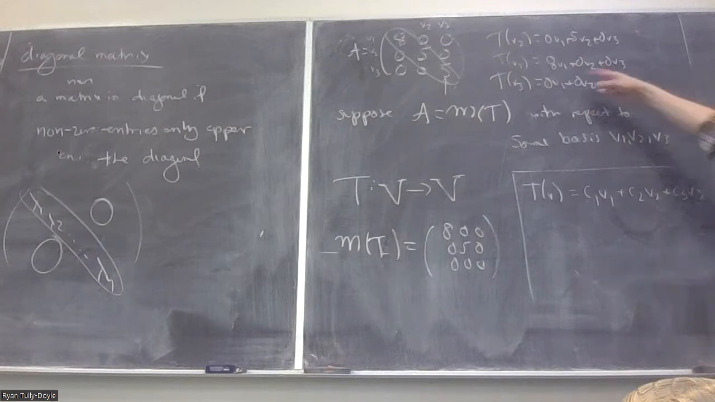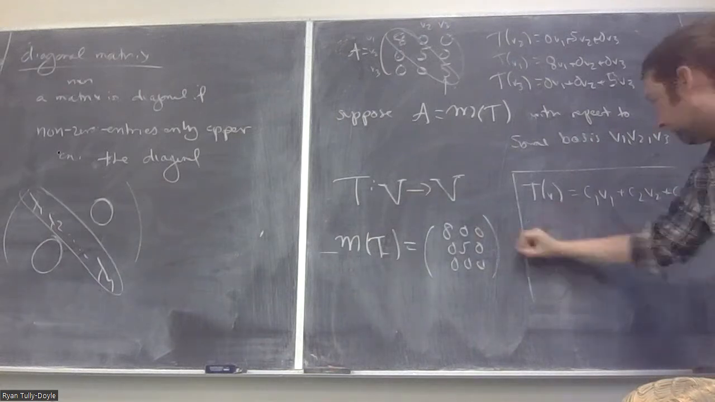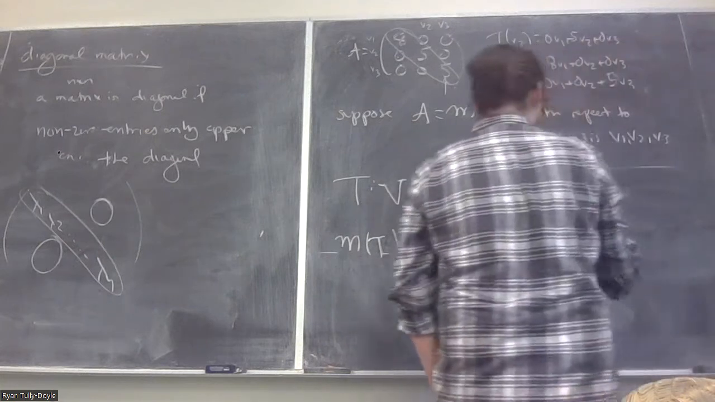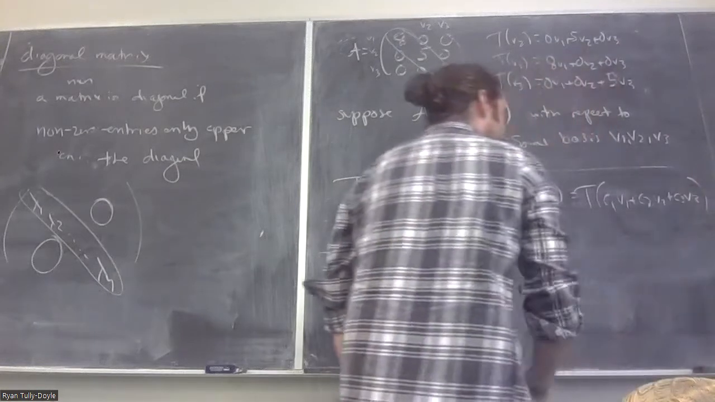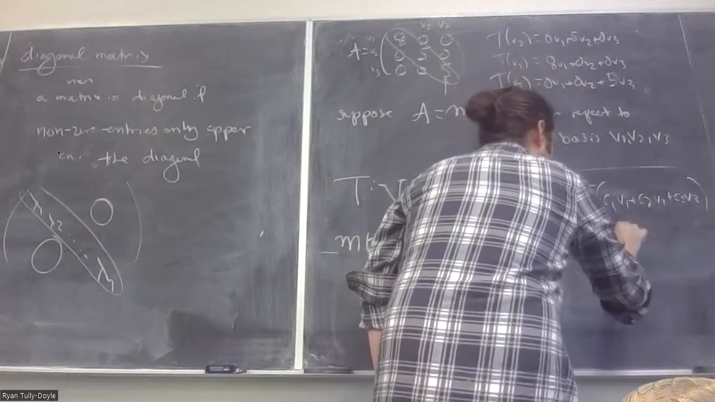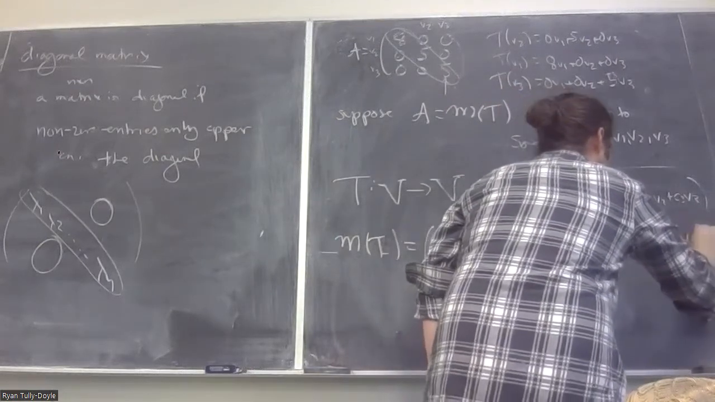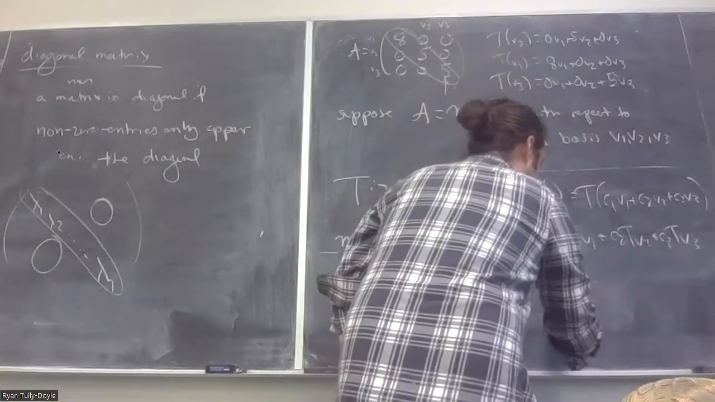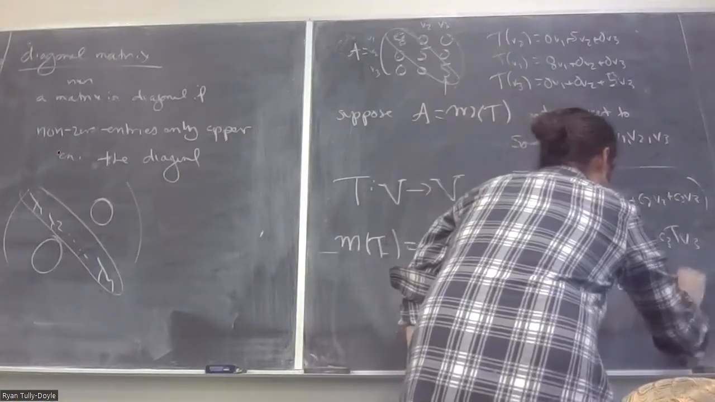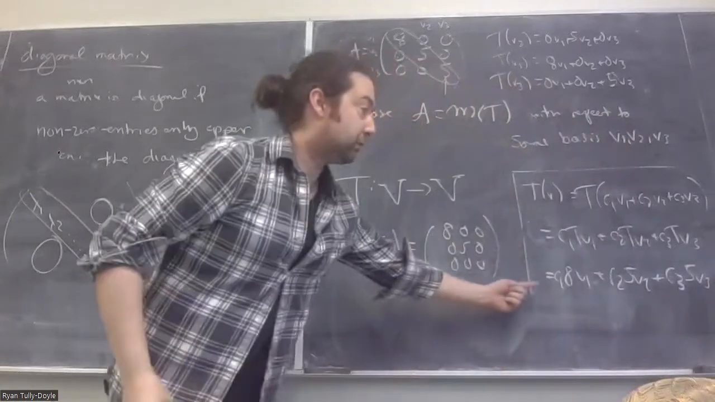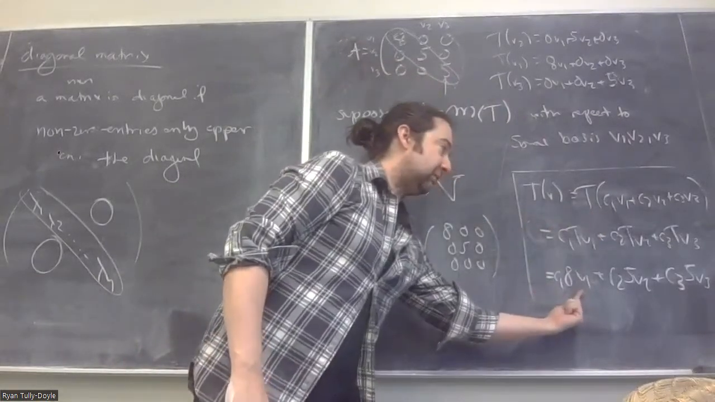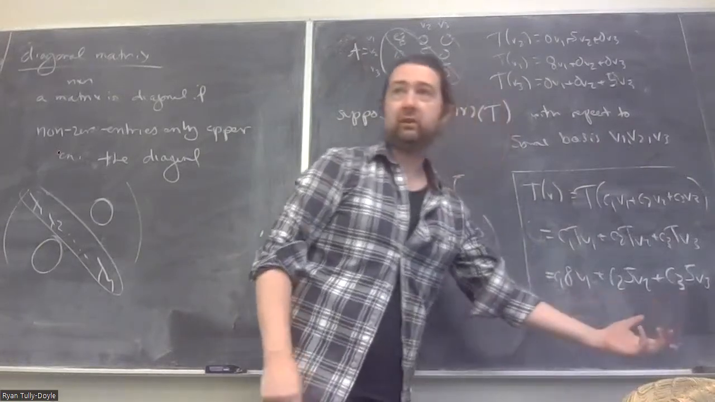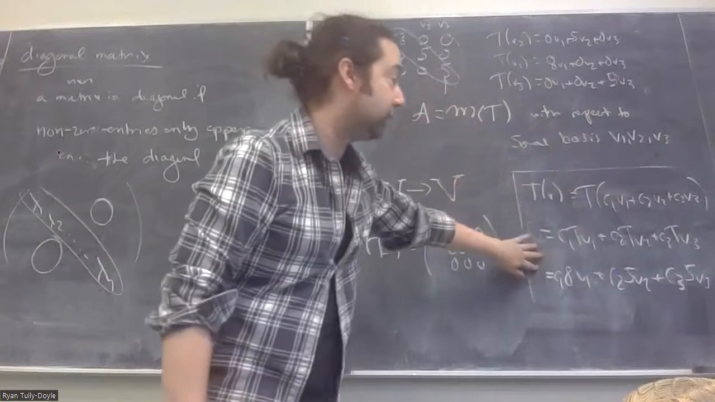It tells you how T acts on the basis. So what does T do to a general vector V? Well, I can think about it this way. T of V is T of C1 V1 plus C2 V2 plus C3 V3, which is C1 T of V1 plus C2 T of V2 plus C3 T of V3. Oh, but I know what that does. This is 8 V1 and 5 V2 and 5 V3. The operator is really simple. T applied to a general vector just takes the basis elements and multiplies the first one by 8 and the second one by 5 and the third one by 5. Very simple operator. Diagonal matrices turn into really simple maps.